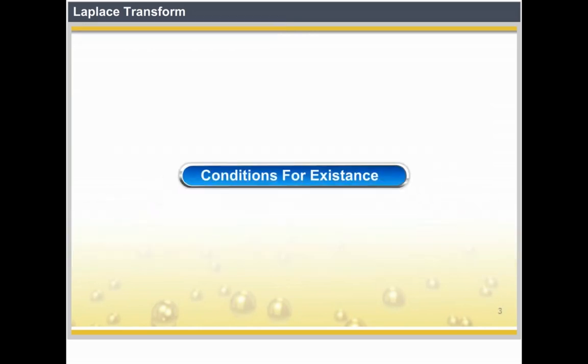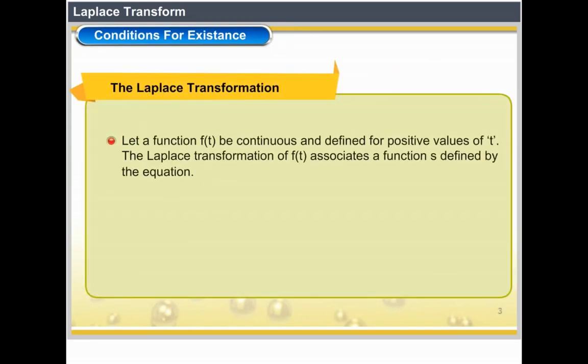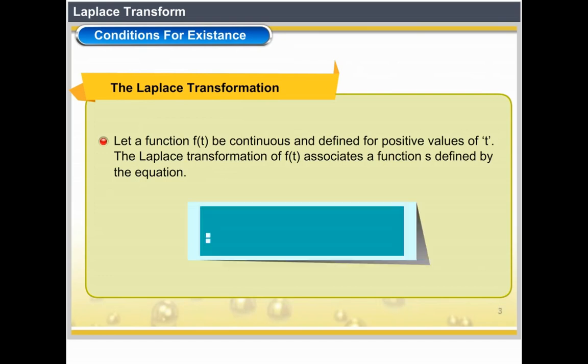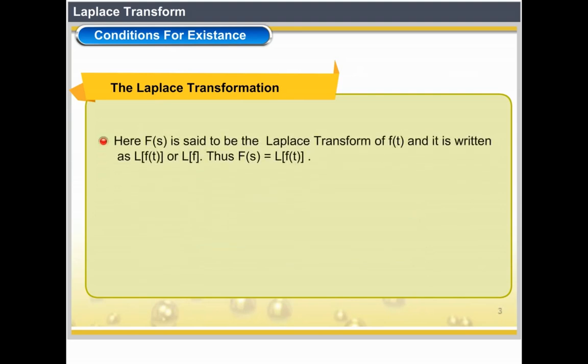Conditions for existence of the Laplace transformation. Let a function f(t) be continuous and defined for positive values of t. The Laplace transformation of f(t) associates a function F(s) defined by the equation F(s) = ∫₀^∞ e^(−st) f(t) dt. Here F(s) is said to be the Laplace transform of f(t), and it is written as L{f(t)}. Thus F(s) = L{f(t)}.